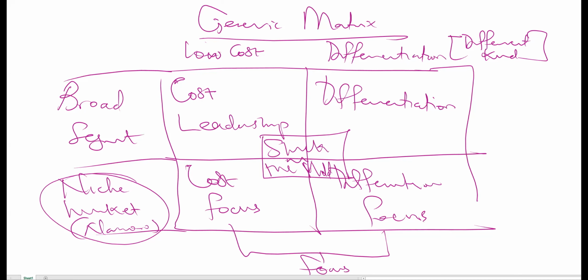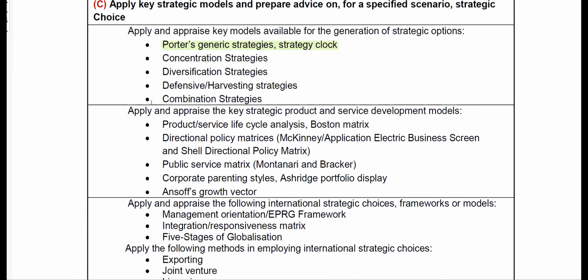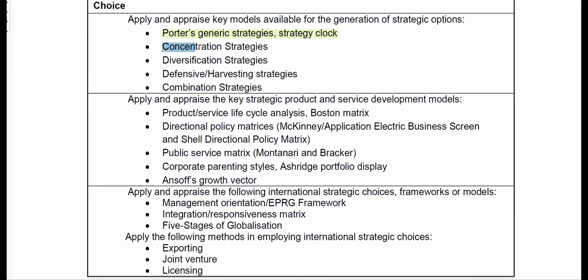Okay, so go back to our syllabus. So we have to look at concentration strategies. Concentration strategies are what we call intensive strategies. In actual sense, anytime a business wants to succeed or grow, it has some growth strategies it needs to follow, right? It's either you are concentrating or intensifying your activities that you're already doing, which we call intensification or concentration strategies, or you are diversifying. So it's either intensification or diversification.